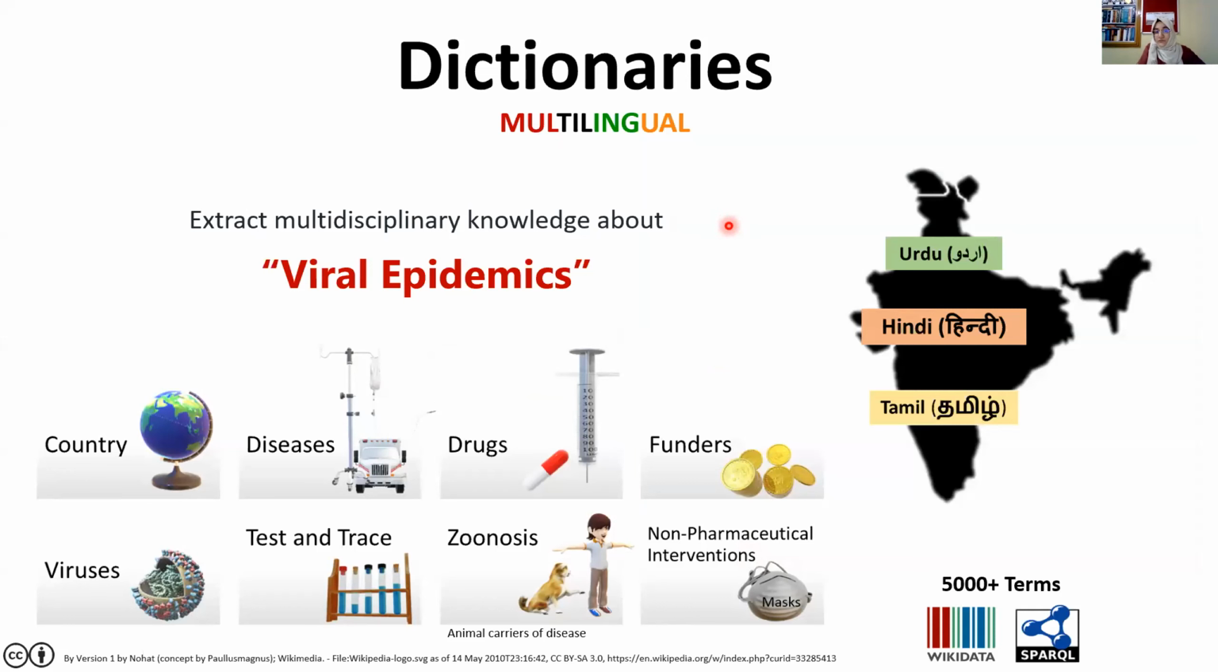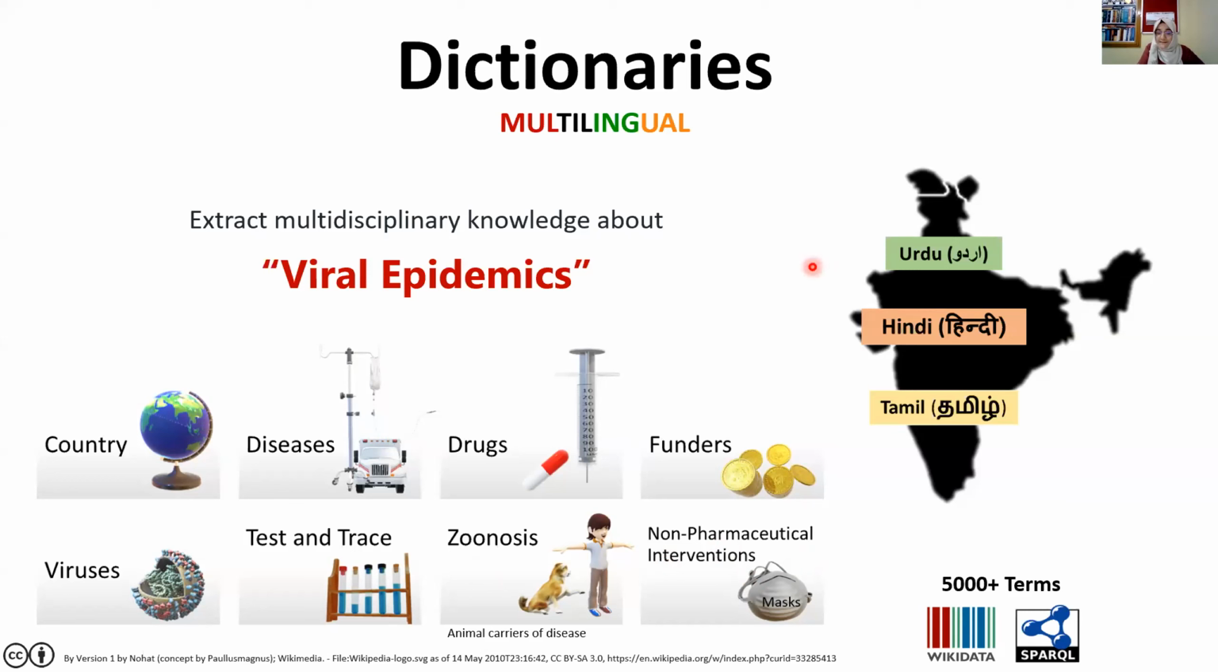The dictionaries that we use are primarily for annotation so that we can search this literature and get useful inferences. In our case, we tried to extract multidisciplinary knowledge about viral epidemics and not just the COVID-19 pandemic. So we formed dictionaries with regards to the countries, diseases, drugs, funders, viruses, testing and tracing, zoonoses, which is essentially the transmission of diseases from animals to humans or from humans to animals, and all the non-pharmaceutical interventions that can help prevent and control viral epidemics.